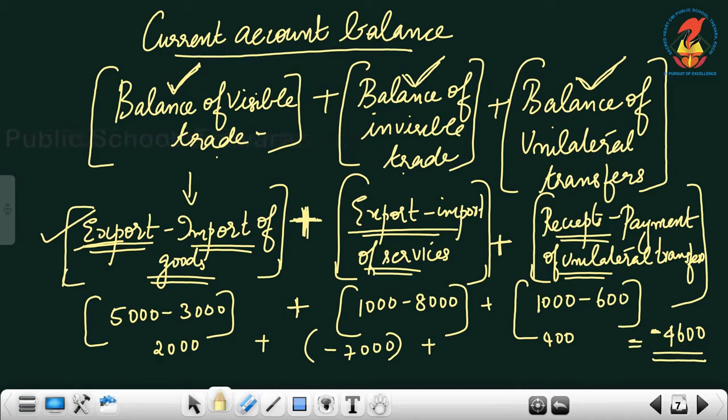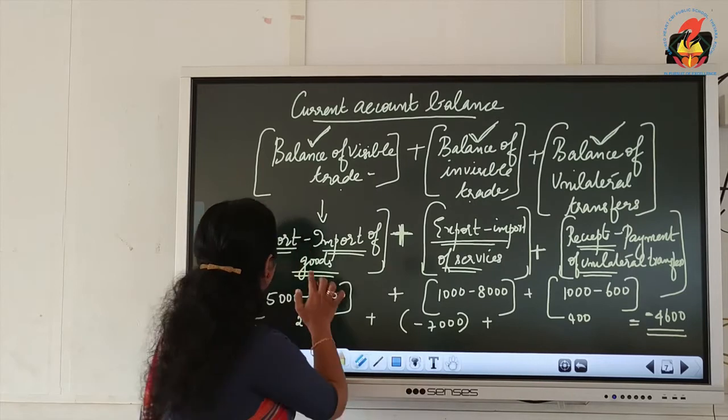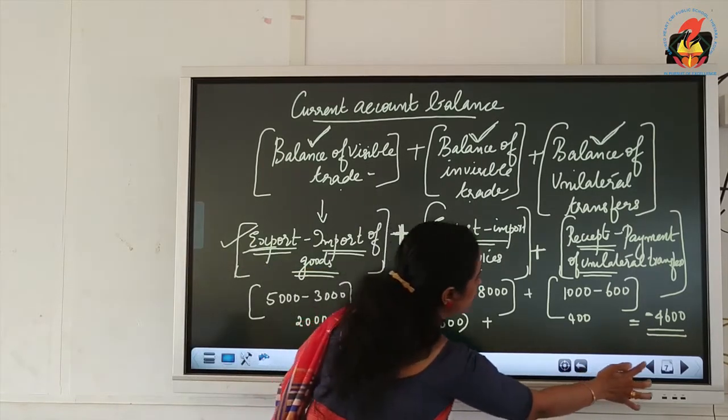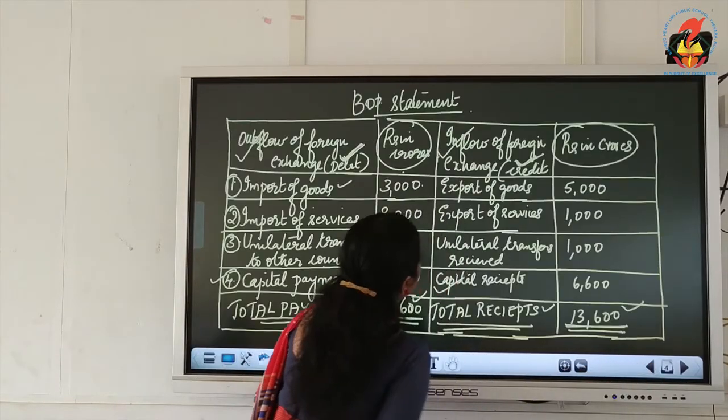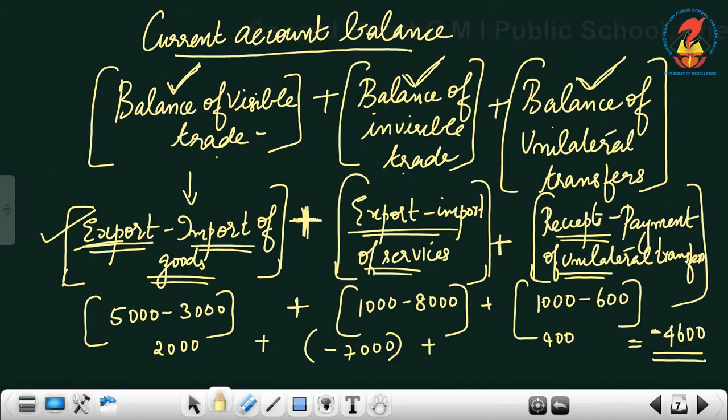Now, I have written the values of these from the table which I have given. Let us see what is export minus import of goods from the table. What is export of goods? 5,000. What is import of goods? 3,000. So, what is 5,000 minus 3,000? That should be your first value. What is that? 2,000.